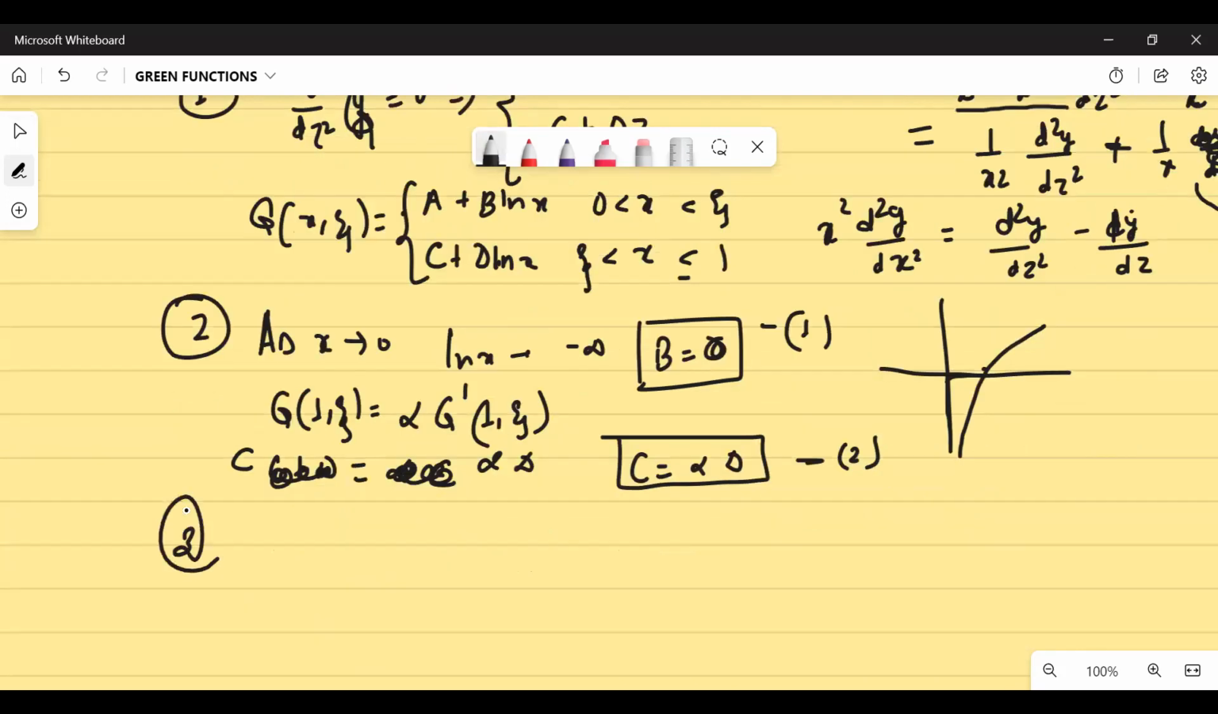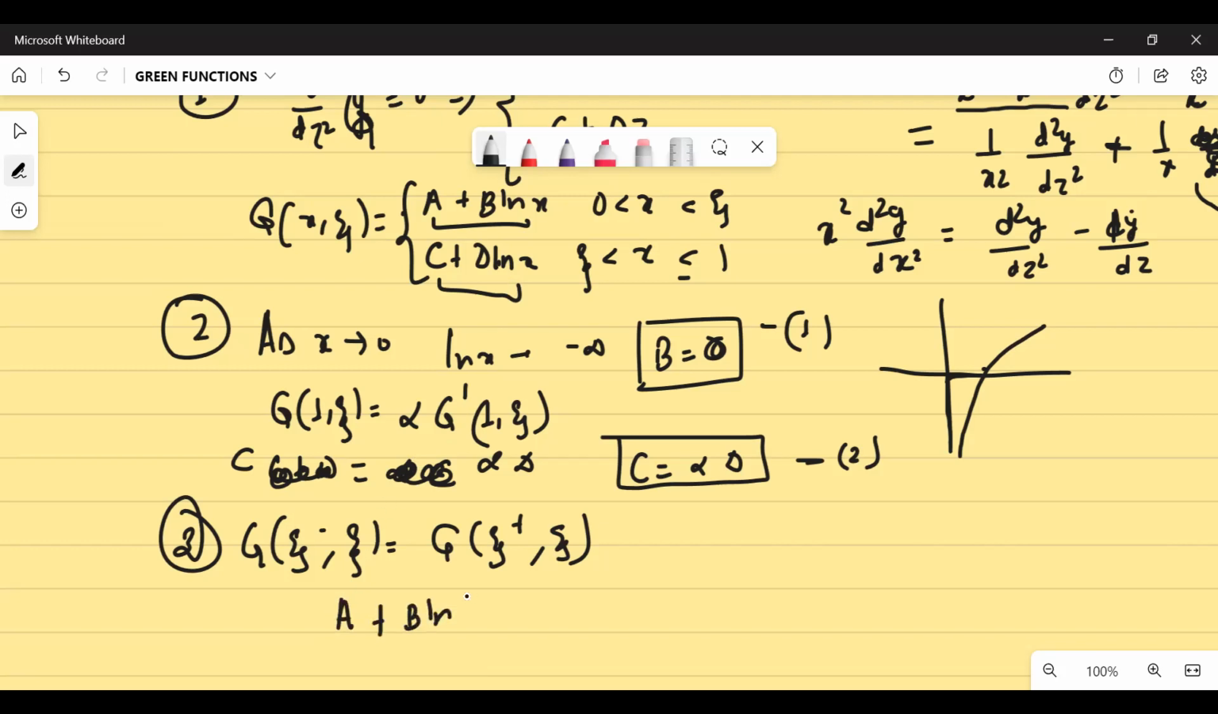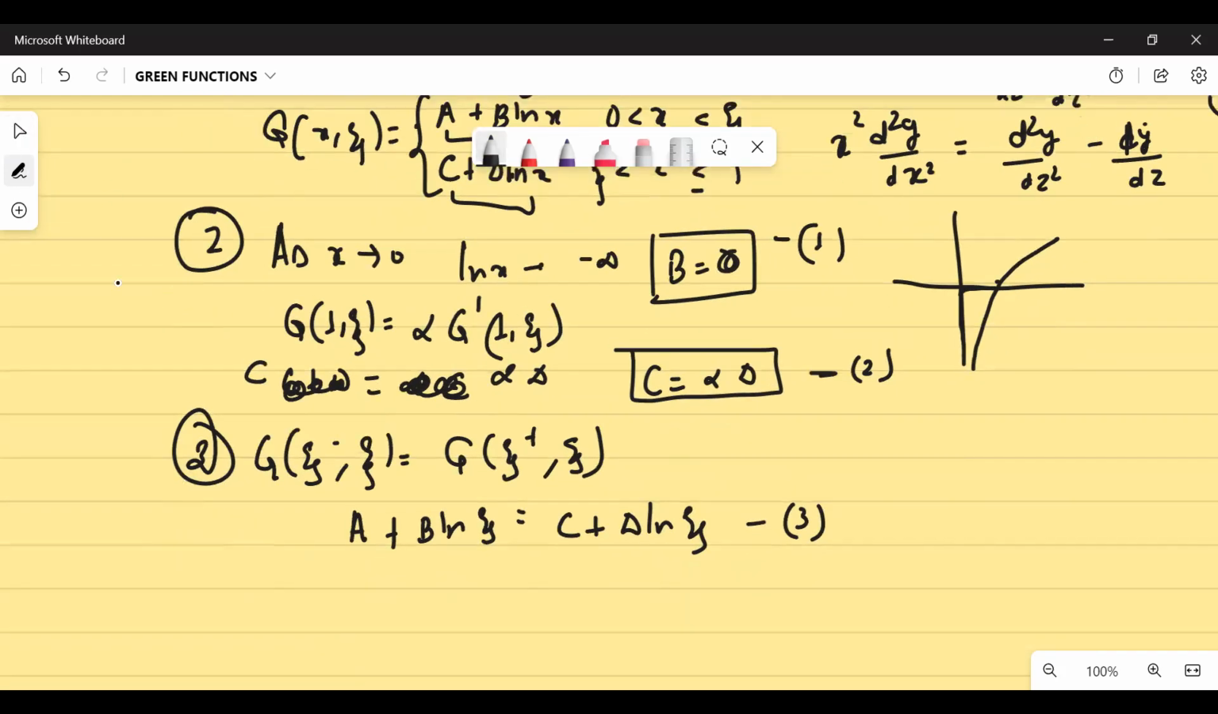So the third condition that we knew was that G must be continuous, so it must be continuous at zeta also. Log x is a continuous function, no issues. It is continuous here and it is continuous here, but the only problem may arise at zeta itself. So that also we have to see. Accordingly, I will write a plus b ln zeta should be equal to c plus d ln zeta. Is that clear? And the fourth property is that the derivative at zeta plus minus the first order derivative at zeta minus must be equal to minus 1 upon, I think, 1.